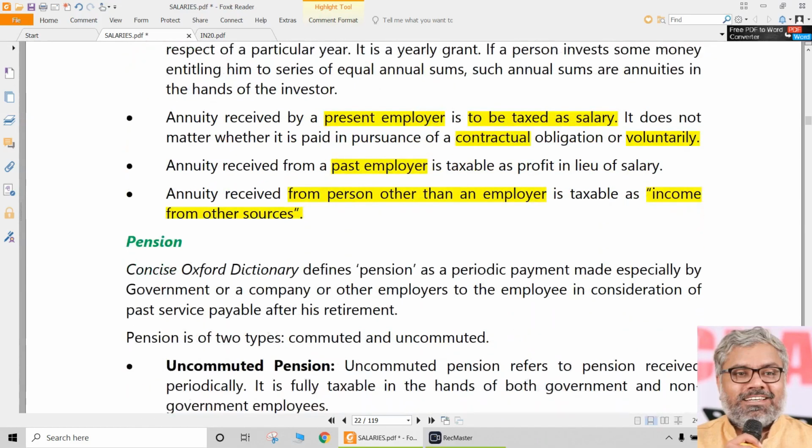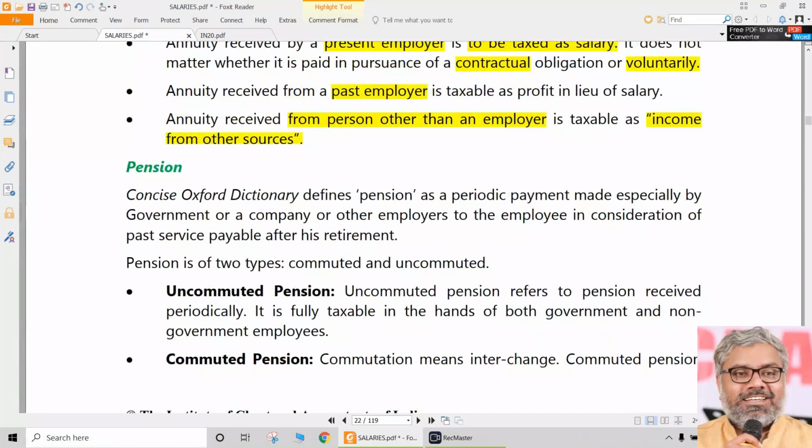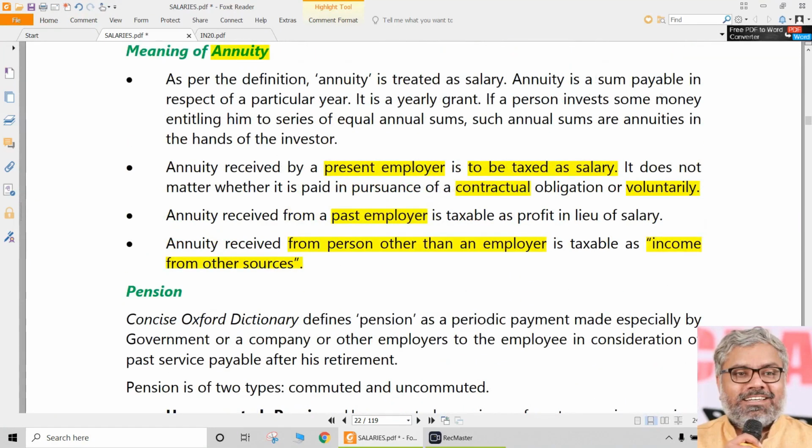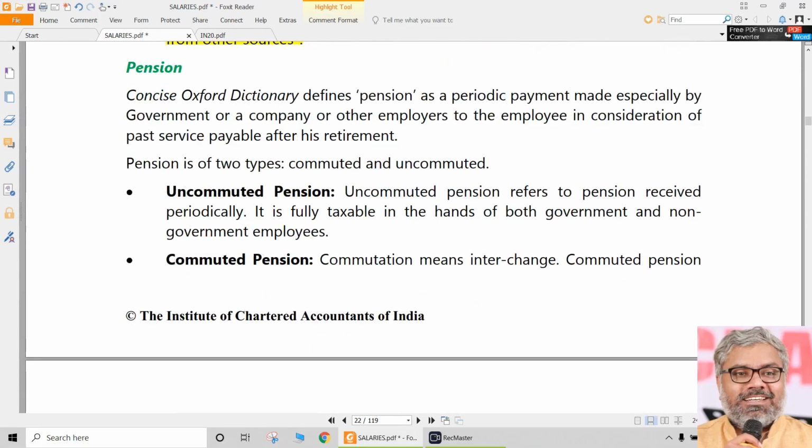But simply speaking, these entire points are all telling us only one thing, because annuity or pension is taxable. That's all. For that one word, all those details are given. And irrespective of whether it is received from present employer or past employer, irrespective of whether it is contractual or voluntary, still it is taxable. That's it. That is the core point related to pension. We don't need Oxford Dictionary definitions. Everybody can understand the word pension. Simply what? That is a periodic payment paid by the employer to the employee after retirement. Simple. That's what is pension.